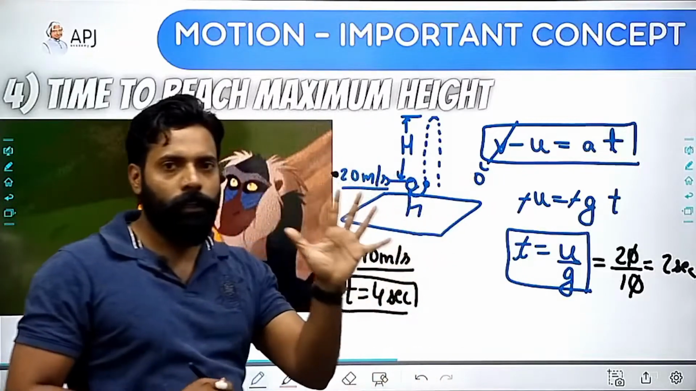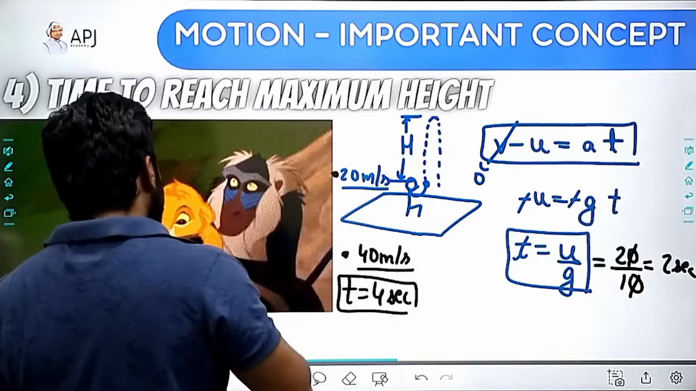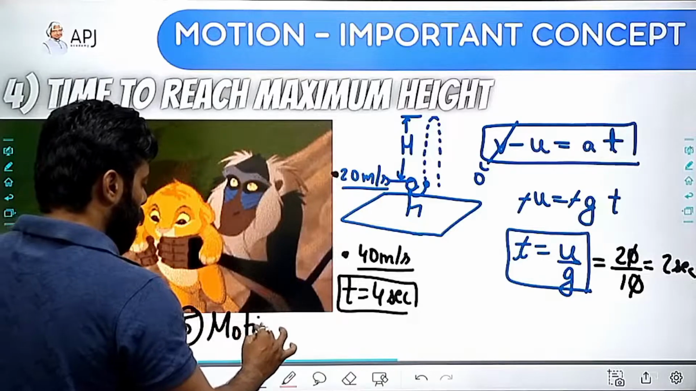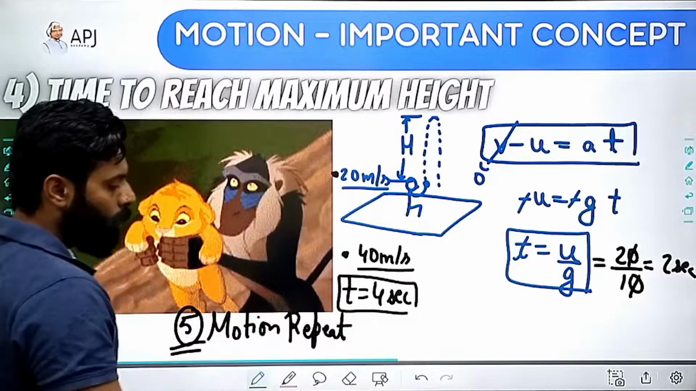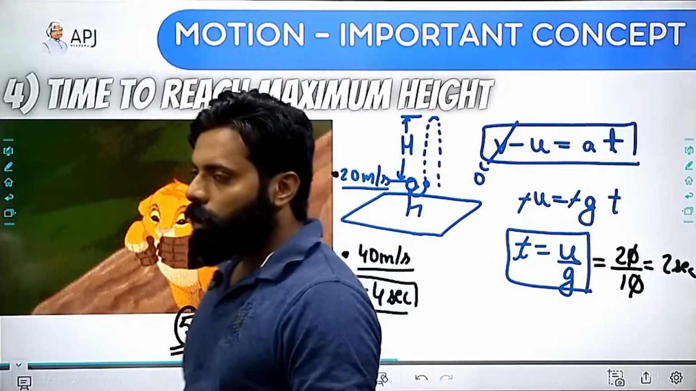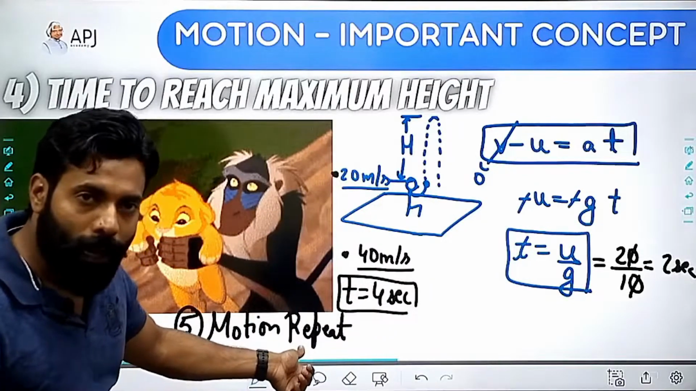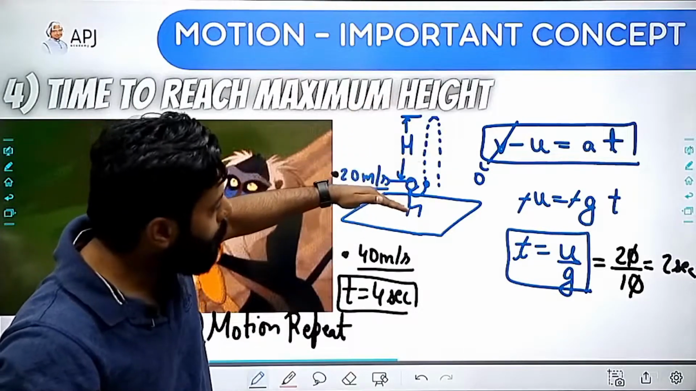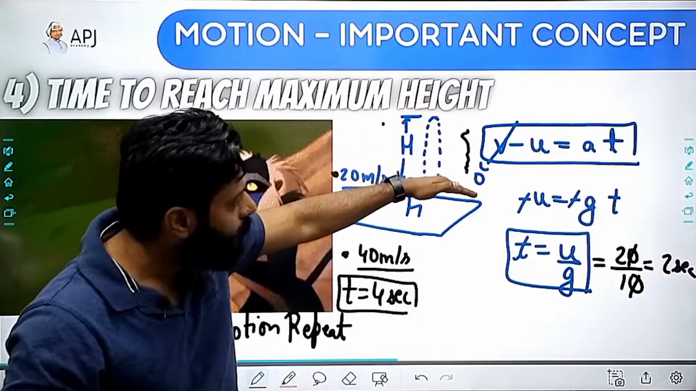Also, I told you that the fifth funda is that the motion repeats itself. I am going to teach you this fifth funda in detail when I discuss the motion chapter, but today I am mainly focusing on the projectile. So I want you to know all these fundas. Then the last funda is that motion repeats itself. The time it takes to ascend will be equal to the time it takes to descend.